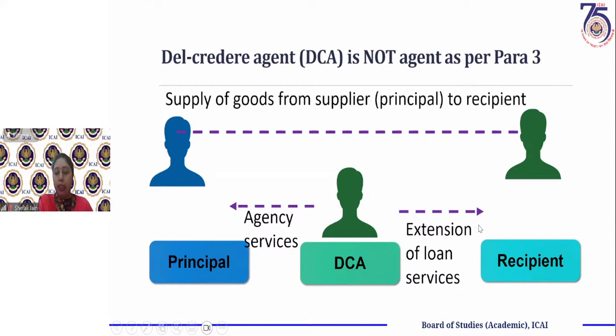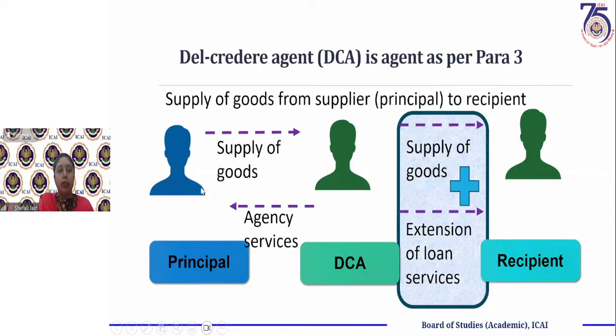The second case is where Del Credit agent is an agent. Then what happens? In that case, because Del Credit agent is issuing an invoice to the recipient in his own name, in respect of goods itself, there are two transactions. Supply of goods by principal to Del Credit agent, then supply of goods by Del Credit agent to recipient. The first leg, supply of goods by principal to Del Credit agent, though it was without consideration, is deemed as a supply by para 3 of Schedule 1.